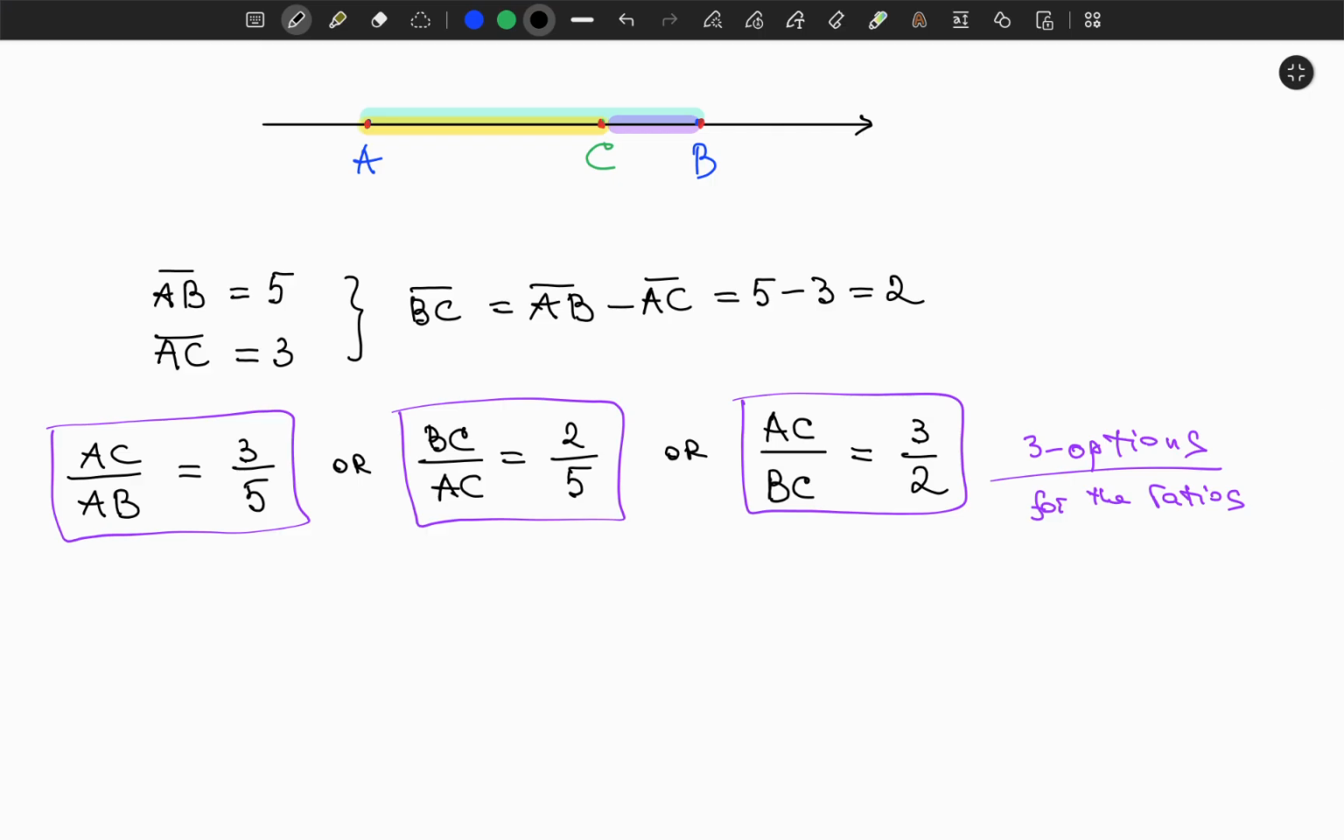Now we understand how two line segments relate to each other. For example, if I try to see AC to AB, the ratio with the numbers is 3/5. BC to AB is 2/5, and AC to BC is 3/2. Okay, how will this help us? It will help us whenever we work with parallel lines. Okay, let's talk about that.